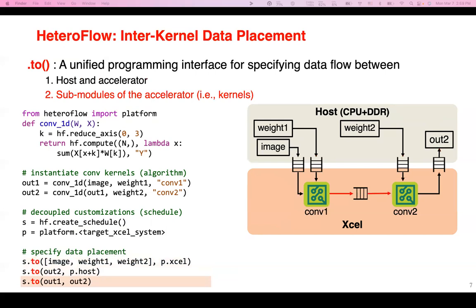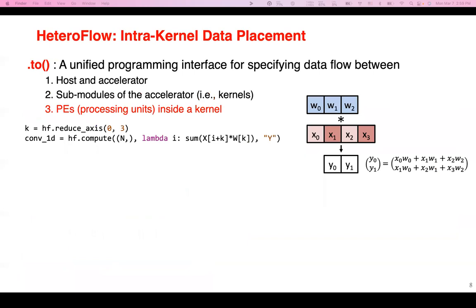Furthermore, we can specify the data flow between these two 1D convolutional kernels using .to(). For example, here we use the .to() primitive to create an inter-kernel FIFO to pass data between the kernels instead of using a single buffer for data exchange. With the .to() primitive, we can also optimize data flow inside a kernel.